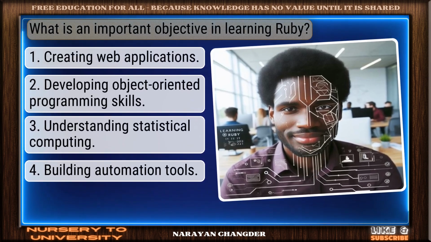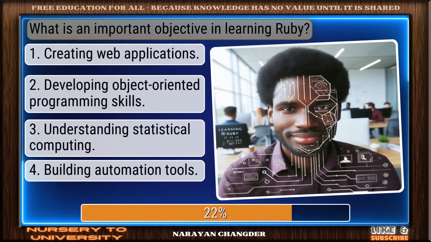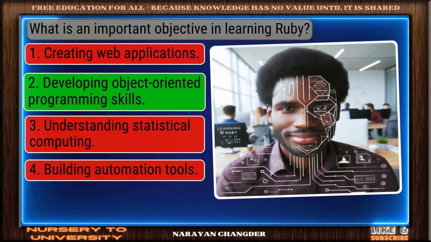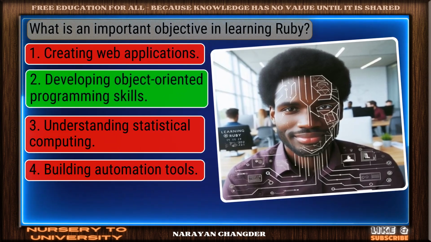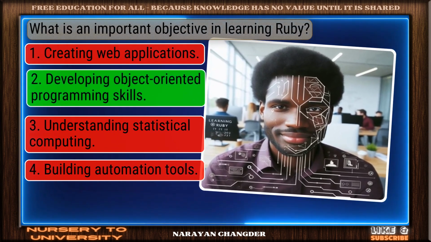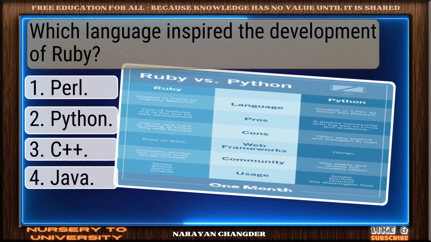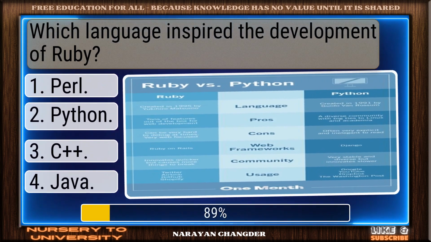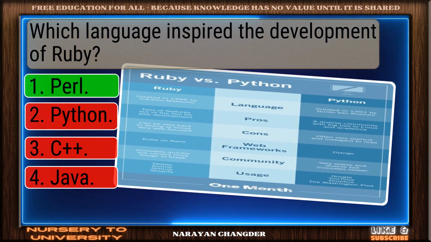Question number 21. What is an important objective in learning Ruby? Right choice. Developing object-oriented programming skills is the best answer. Question number 22. Which language inspired the development of Ruby? Nice work. You chose Perl and it is correct.